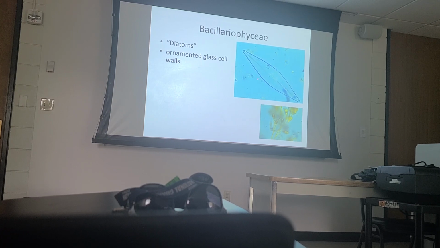So this one, the cell is dead. All the cell contents have been cleaned out, so you can see the structure of the cell wall. But you see all these lines that we call striae, and this big line in the middle called a raphe, and the shape and the pattern of all that stuff is what we use to identify species. So it's fun to look at them.